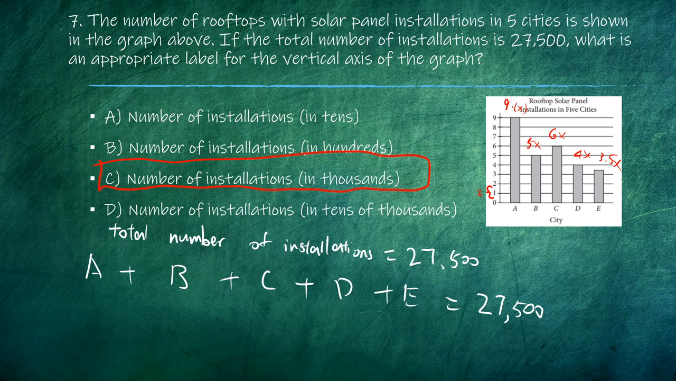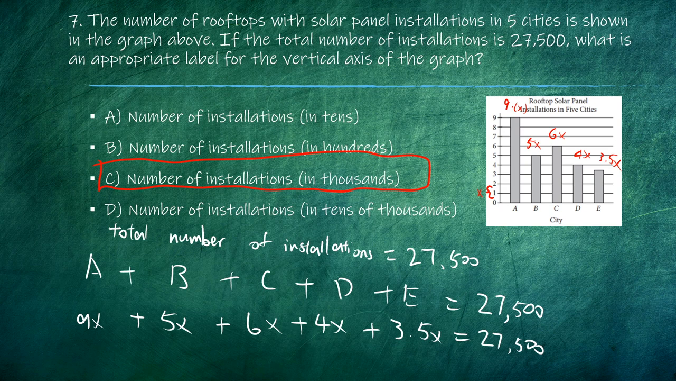So in the equation here, A is 9x plus B is 5x plus C is 6x plus D is 4x plus E is 3.5x, which will give us 27,500. And if we add up all the coefficients in front of the x, remember this is a calculator section, so you can just plug all the numbers into your calculator, and that will actually give us 27.5x, which is equal to this 27,500. And if we were to divide both sides by 27.5, x is just 1,000.